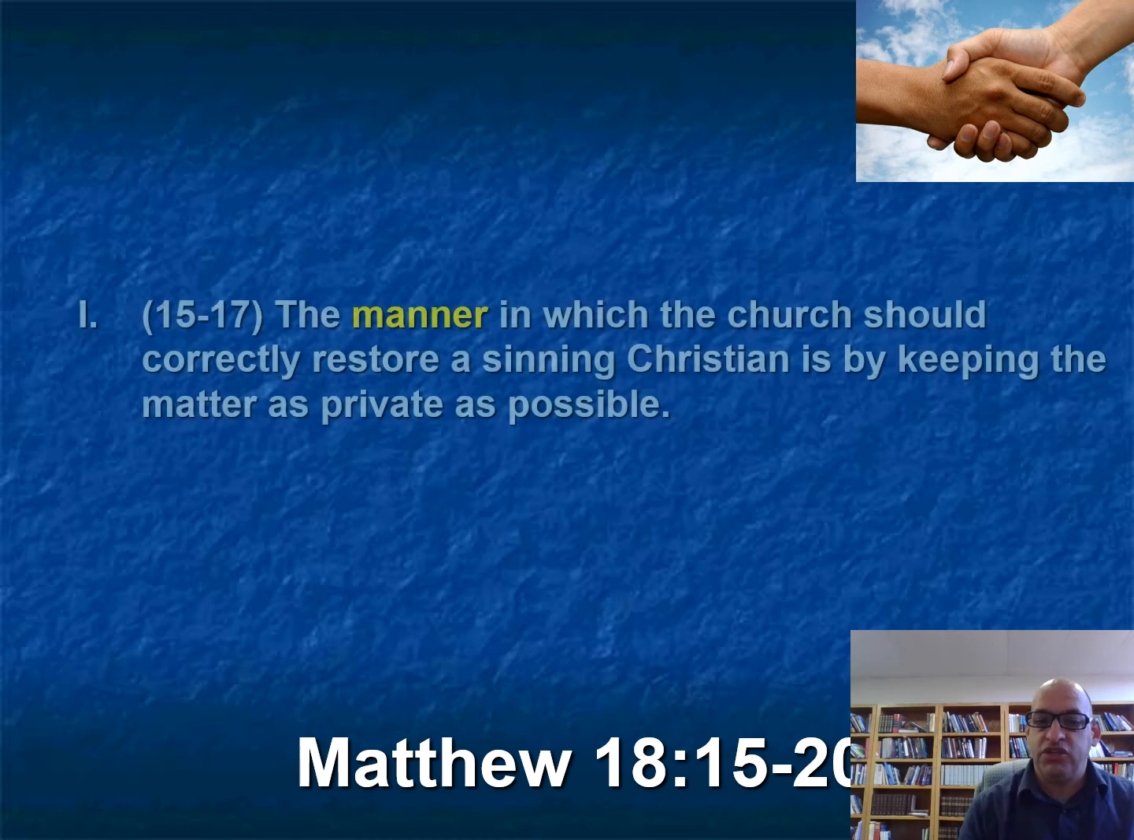Let's look at our Bibles to Matthew chapter 18, verses 15 through 20. This is the matter of church discipline and what was going on. Jesus approaches this subject, and how do we handle a sinning brother who has been found guilty of sin? Well, in verses 15 through 17, we have the manner in which the church should correct and restore a sinning Christian is by keeping the matter as private as possible. While this is a healthy bullet number 1 point, it's very difficult for someone to remember the memorable moment of exactly how we should handle church discipline.